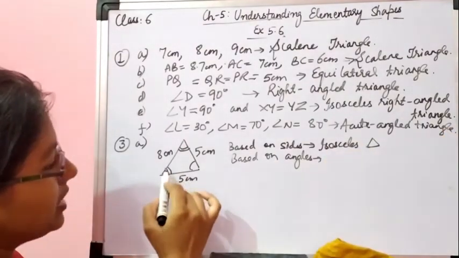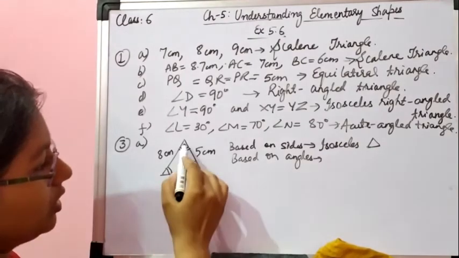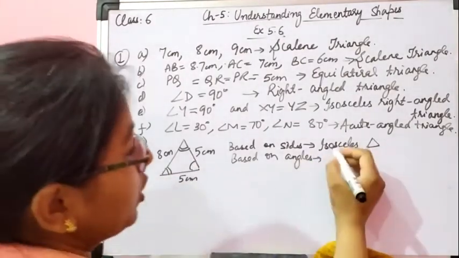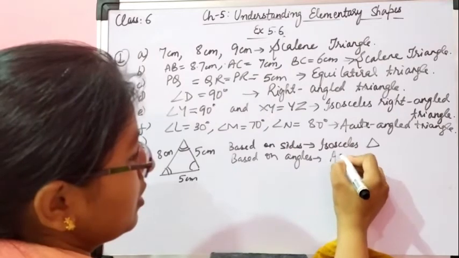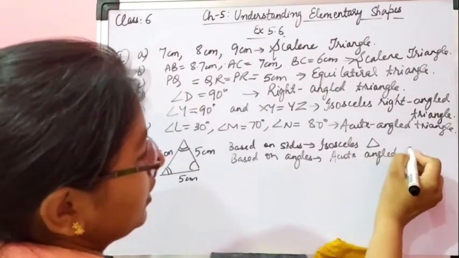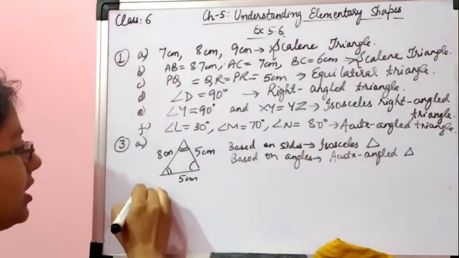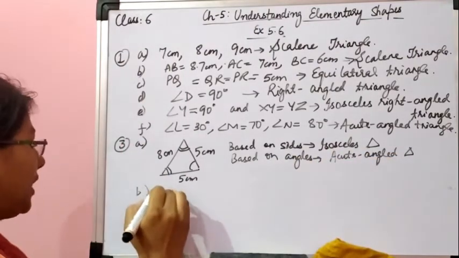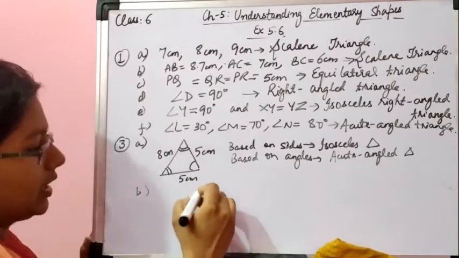Now angles, if I will see, this is also acute, acute, acute. Okay. So this is acute angled triangle. Okay, similarly for B part, in B part the question is, the diagram is made like this.